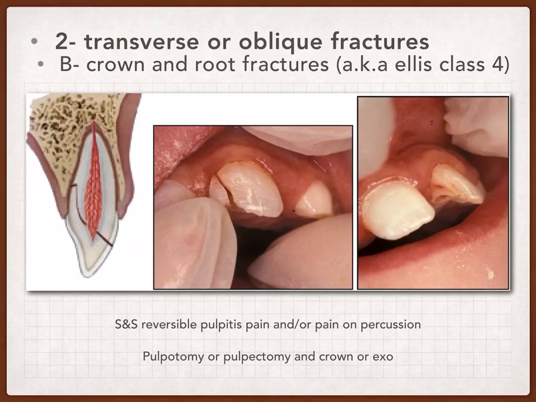The second type of cases that we have is when we have a horizontal fracture that is affecting the crown and root, which is also known as Ellis class 4. The Ellis class 4 fractures have the signs as follows: the tooth fracture extends to the root, and the symptoms are reversible pulpitis pain and/or pain on percussion, because here the periodontium is affected and there is a possibility of pulpitis, so there will be a pain on percussion.